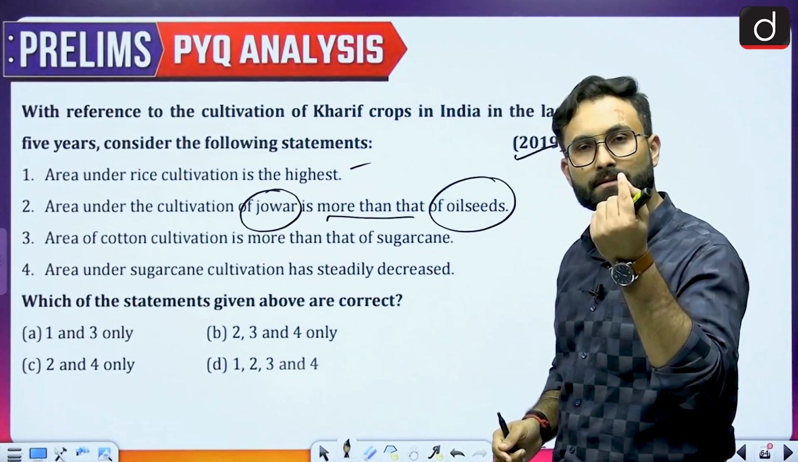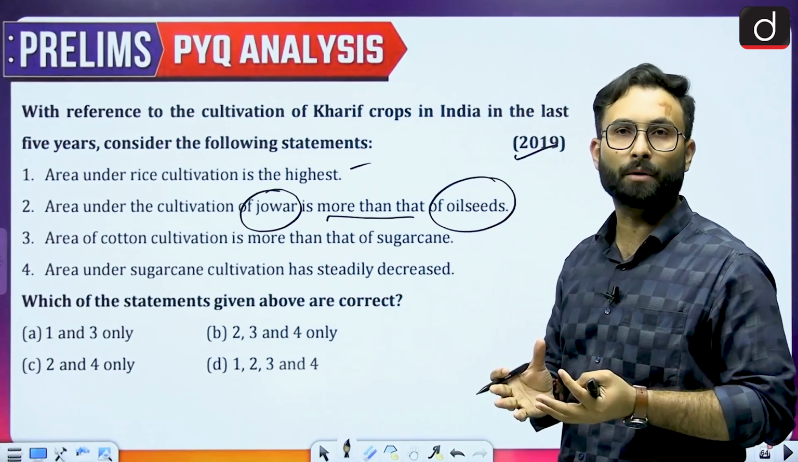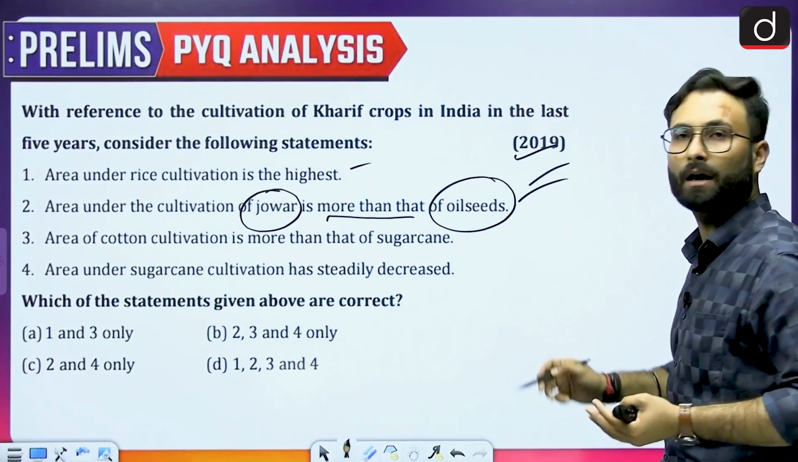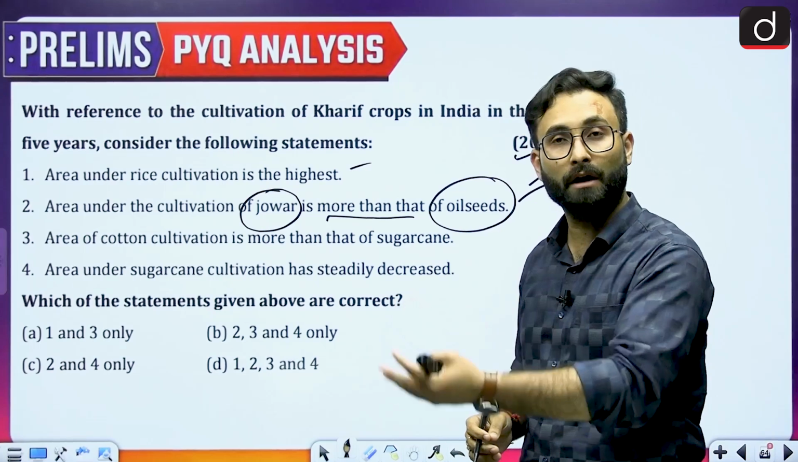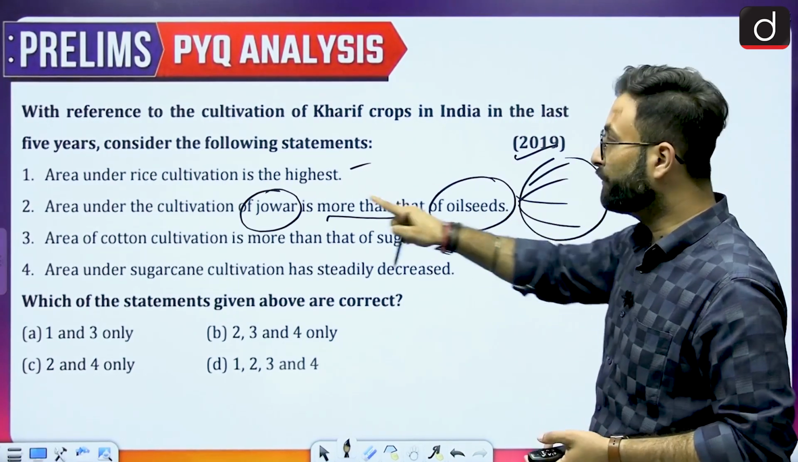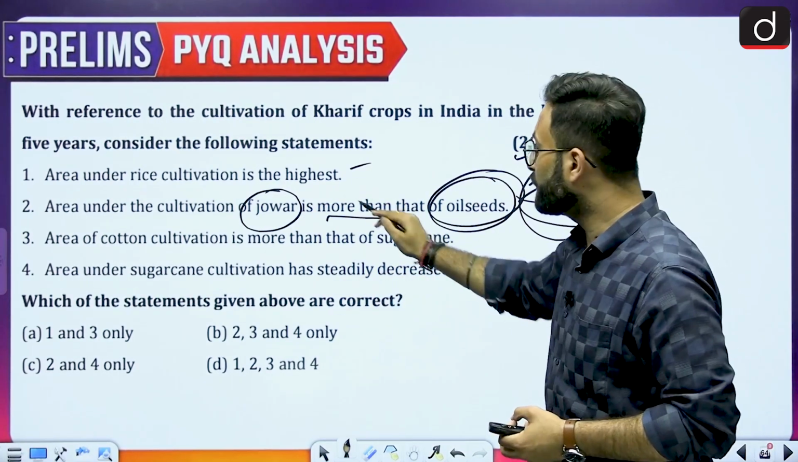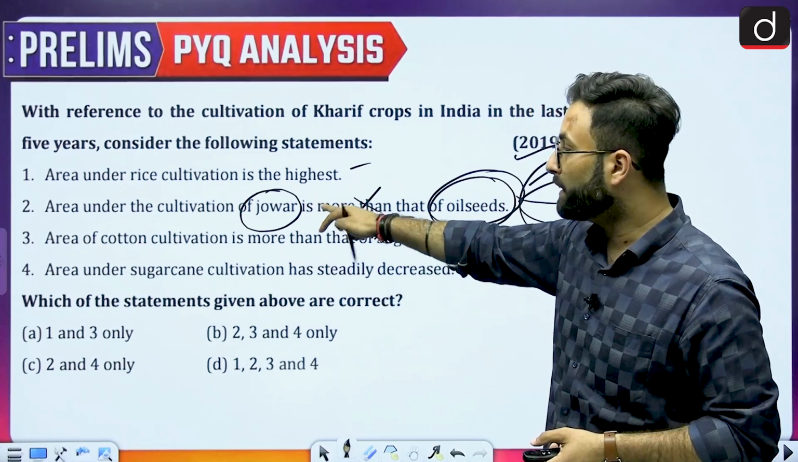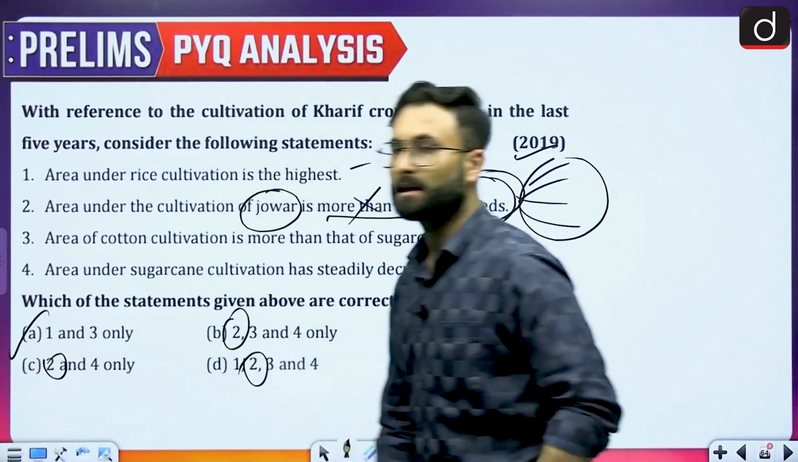Now jowar is just one crop. Oil seed is the whole section of the crops. There are various oil seeds: soya, when we talk about palm oil, soya bean, sunflower oil, all these things are there. So just one crop cannot be comparable with all the section of this. Considering that, you can eliminate this one. Now if you eliminate the second one, Option A is your right answer, 1 and 3 only.